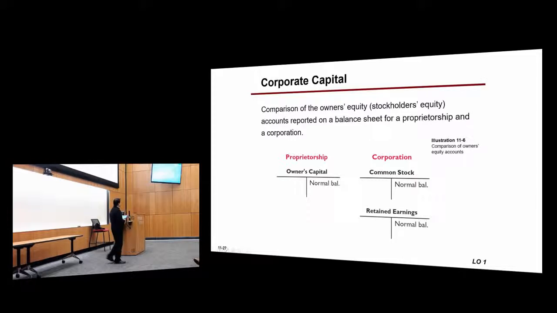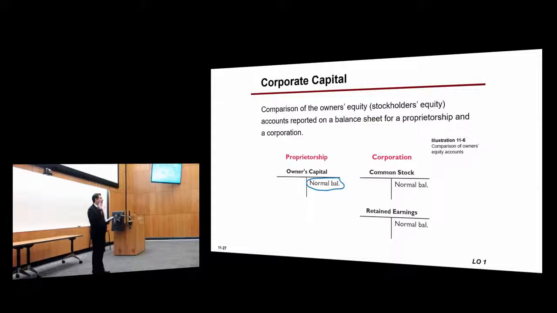Now, this slide simply shows that it compares capital accounts between ownerships, partnership or proprietorship, and corporations. For proprietorship, it will be one capital account for the owner. If it is a partnership, it would be one capital account for every owner, so it would be owner one's capital. Then the normal balance is, as usual for equity, a credit.